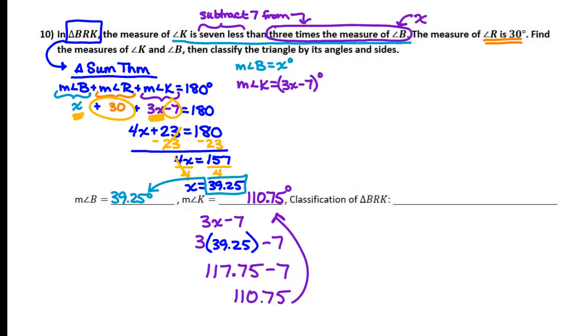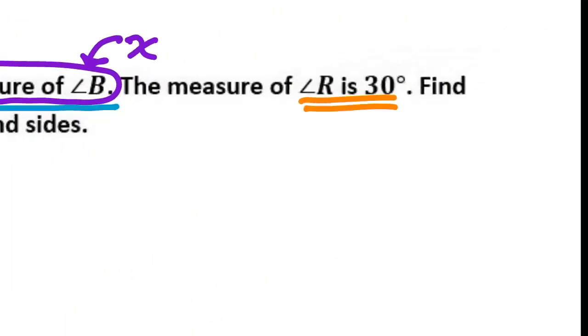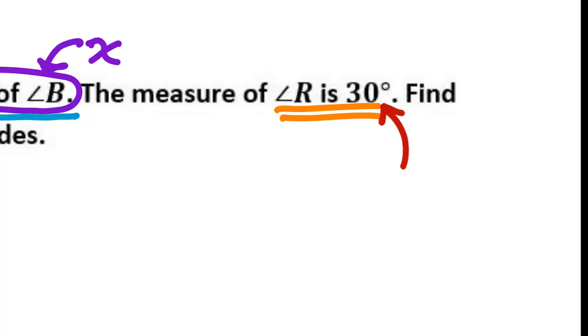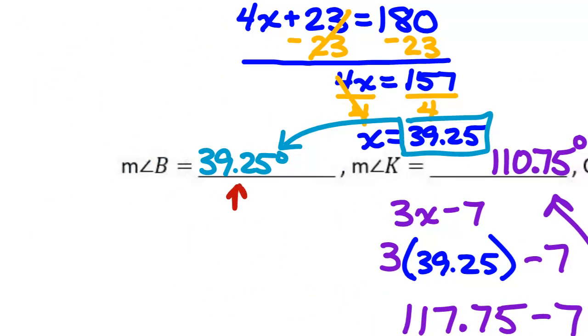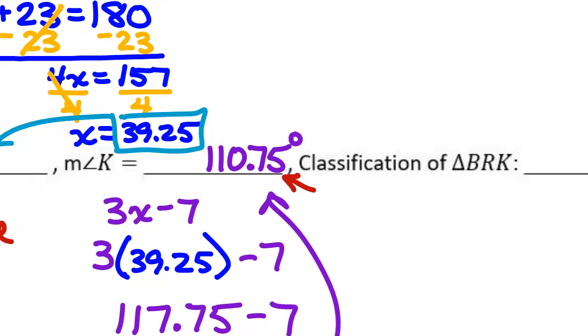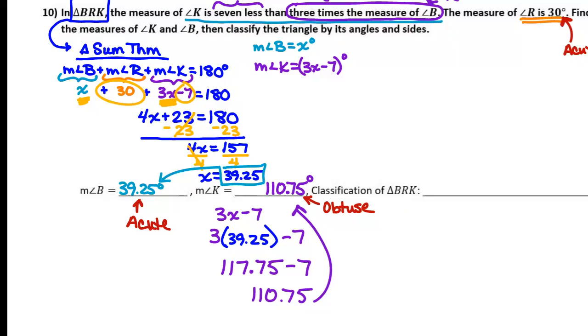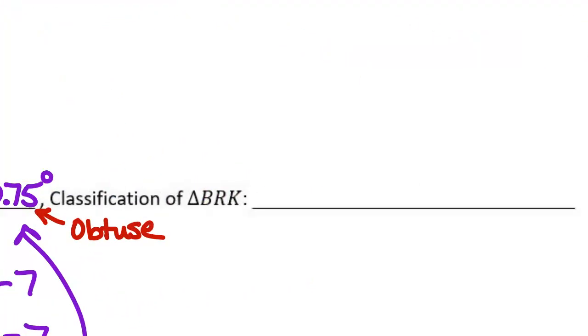Classification of triangle BRK. Well, angle R. What kind of angle is angle R? That is an acute angle. What about angle B? That is also acute. Angle K, that is obtuse. Are any of my angles the same size as each other? No. So what kind of triangle is this?